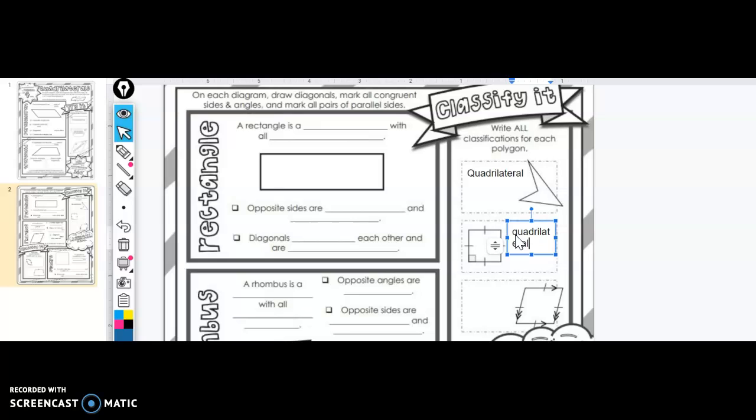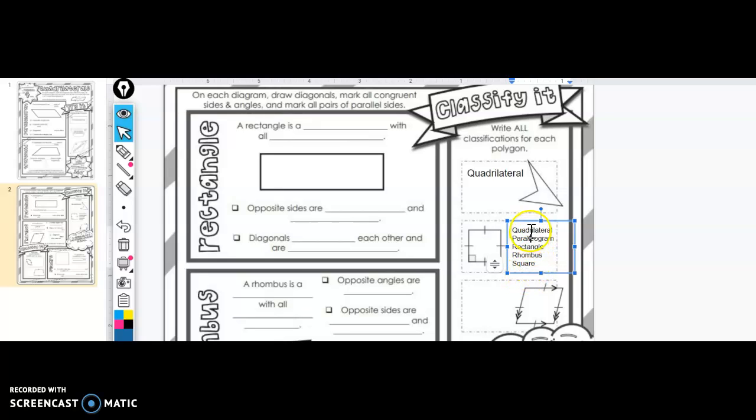Quadrilateral, parallelogram, rectangle, rhombus, and it's a square. I still misspelled parallelogram. One too many L's. All right, there we go.